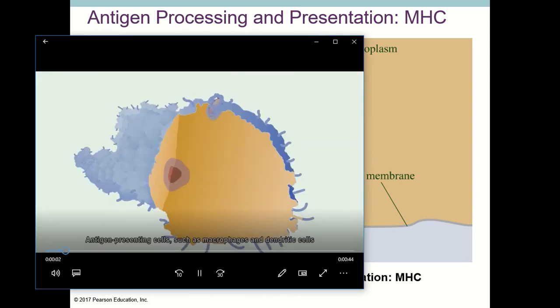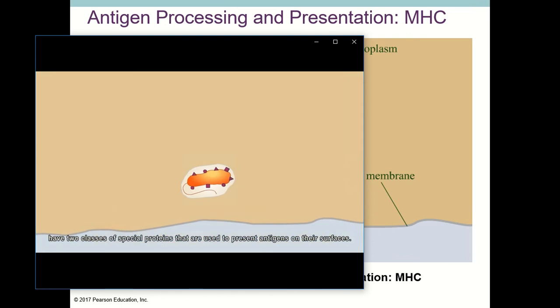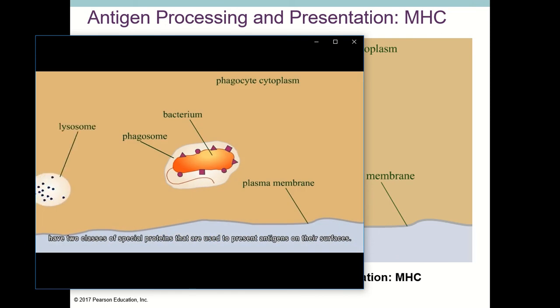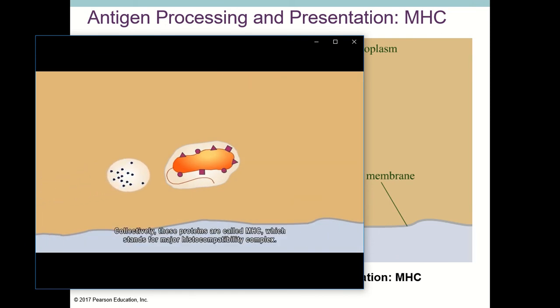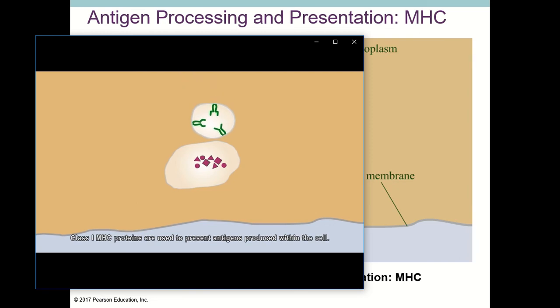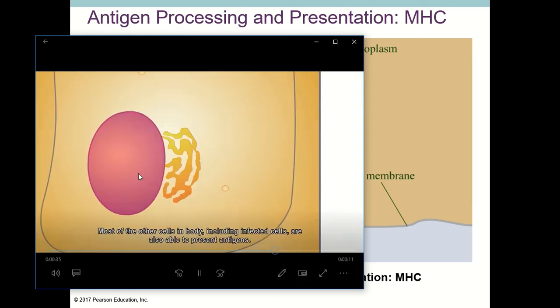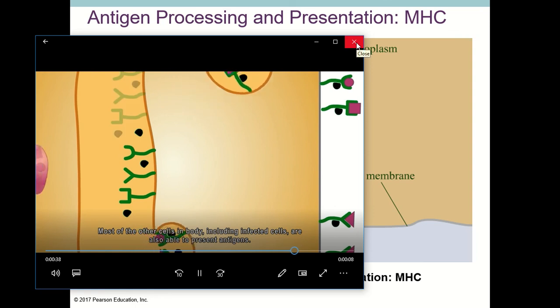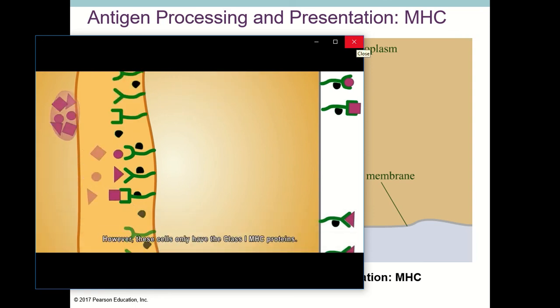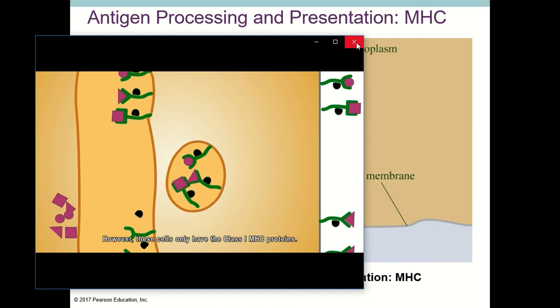Antigen-presenting cells, such as macrophages and dendritic cells, have two classes of special proteins that are used to present antigens on their surfaces. Collectively, these proteins are called MHC, which stands for Major Histocompatibility Complex. Class 1 MHC proteins are used to present antigens produced within the cell. A different class of MHC proteins, Class 2 MHC proteins, are used to present antigens engulfed by antigen-presenting cells. Most of the other cells in the body, including infected cells, are also able to present antigens. However, these cells only have the Class 1 MHC proteins.